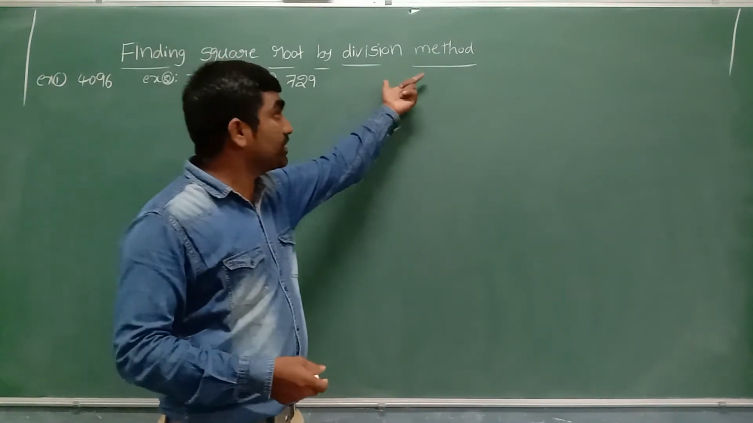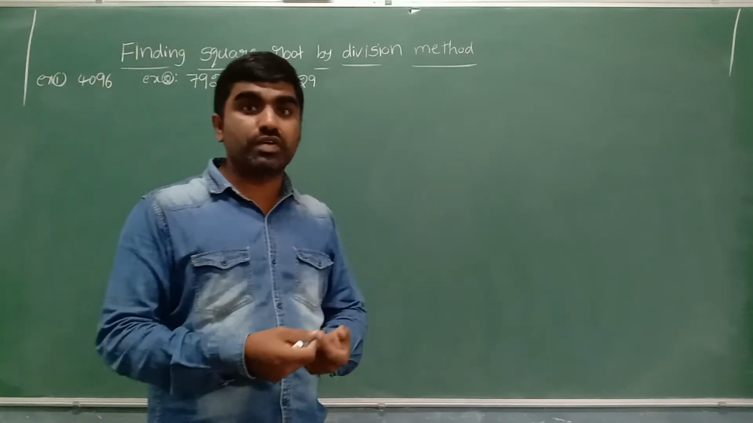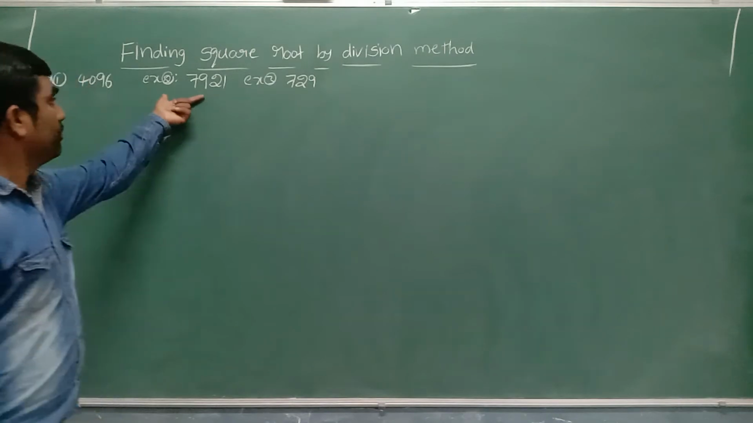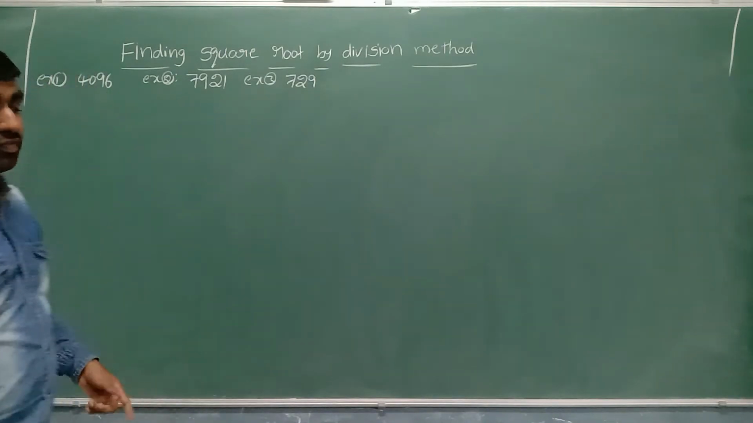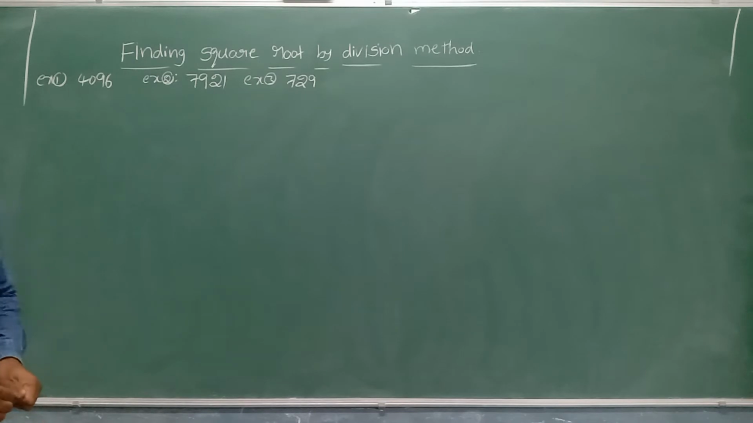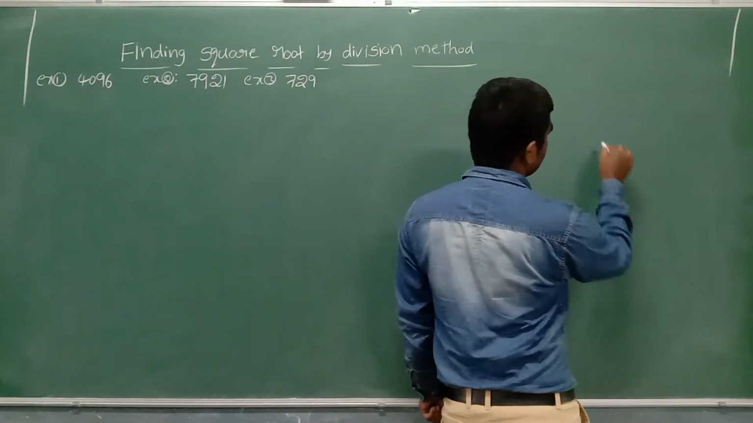See, in this division method, we can find the square root of a whole number and also the square root of decimal numbers. Now let us see a few whole numbers here. We will try to find the square root of these whole numbers by using the long division method. Before going to that, let me write some perfect square numbers.